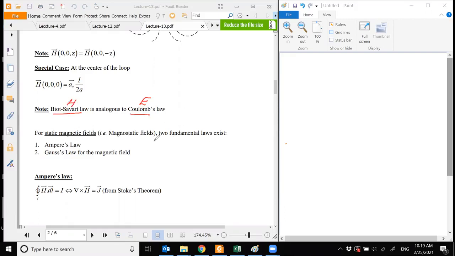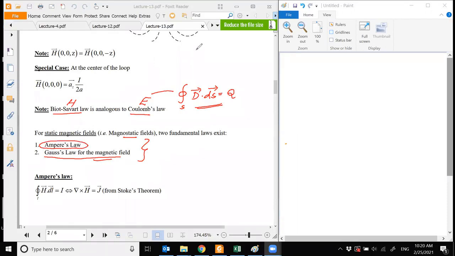Now you have two more laws. This is for your magnetostatic, that is static magnetic field. The first one is Ampere's law, and the second one is Gauss's law for the magnetic field. You have Gauss's law for the electric field. Remember, closed surface integral D dot dS is equal to the charge enclosed. So this is Gauss's law of electric field. In a similar way, you will have Gauss's law of magnetic field that we will see later. And now we are looking at Ampere's law.